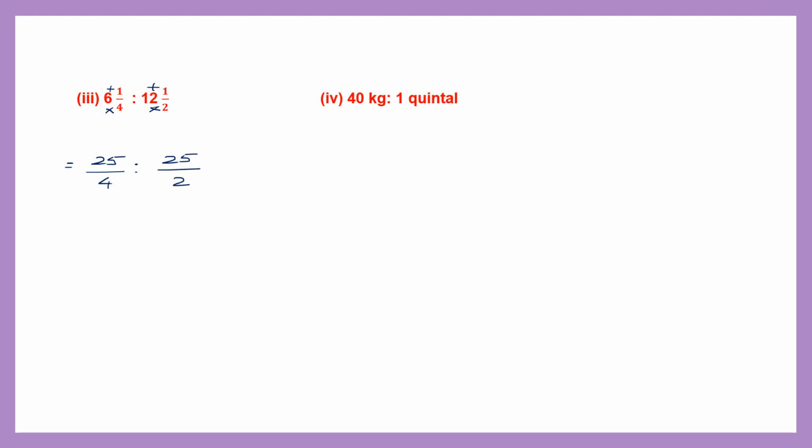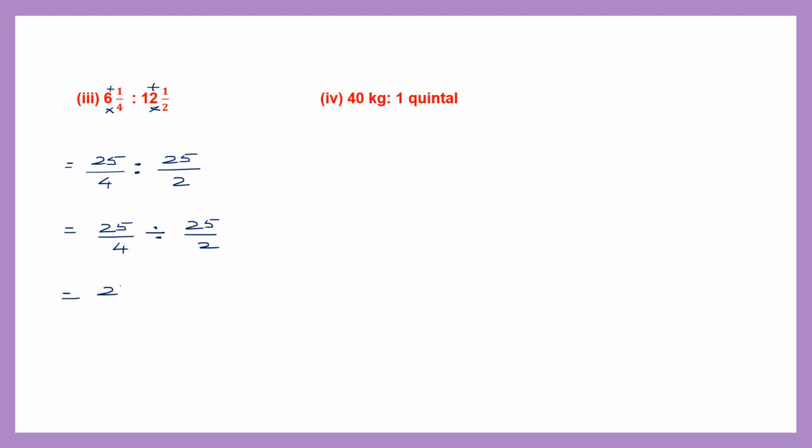Now remember, this ratio is also division. That's why we've put it in the form of a fraction also. Now since we already have fractions here, instead of putting it in the fraction form, let me write it like this. 25 by 4, instead of the ratio, I'm putting a division sign. So that is divided by 25 by 2. So now what does it look like? It looks like division of fractions.